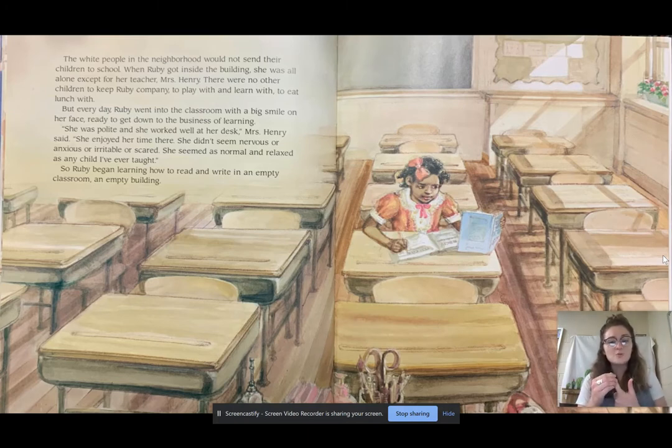We know that she had to walk past an angry mob of people every day. What is something that she does once she gets into the building? What do we learn about Ruby's time in the school building? Tell me in the puzzle. We learn on this page that she learns alone with Mrs. Henry. People took their kids out of school because they didn't want their white children going to school with a black child. So Ruby, we're learning that she is facing injustices, but she is also responding to those injustices.